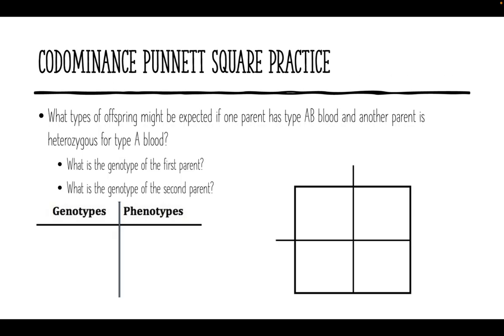So let's practice some codominance. What offspring might be expected if one parent has type AB blood and the other parent is heterozygous for type A? Again, we're going to have to remember what heterozygous means. Heterozygous means that both letters look different. So what's the genotype of the first parent? IA, IB. The second parent, IA, lowercase i. And you're going to just plop those in on your Punnett square.